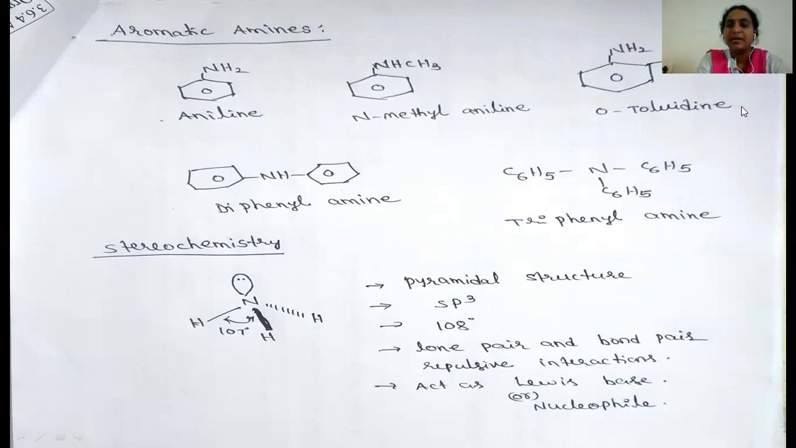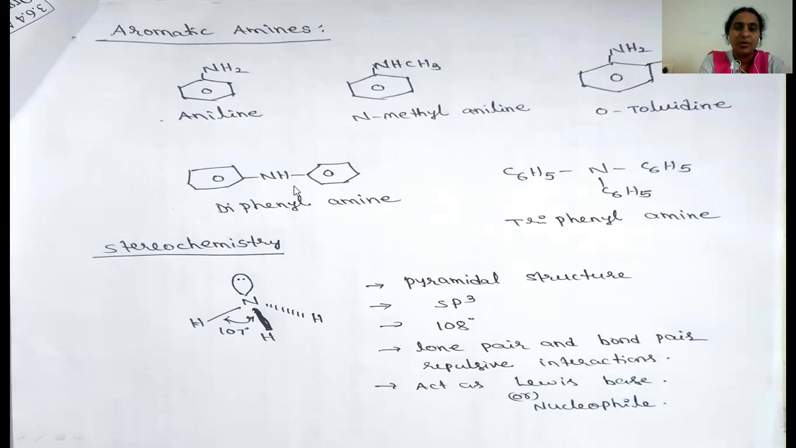Generally, if only a methyl group is present on the benzene, then this compound is called toluene. But this compound, which contains both an amine group as well as a methyl group, is called tolidine. And here two groups are substituted at the 1 and 2 positions, hence the name orthotolidine.